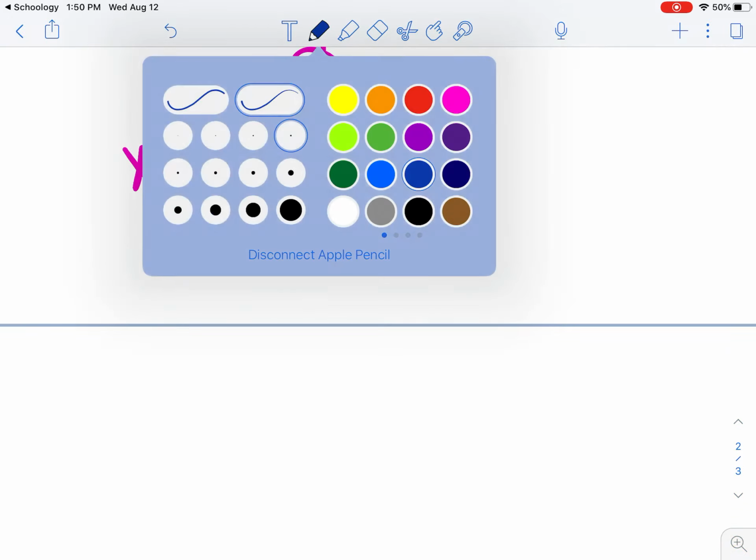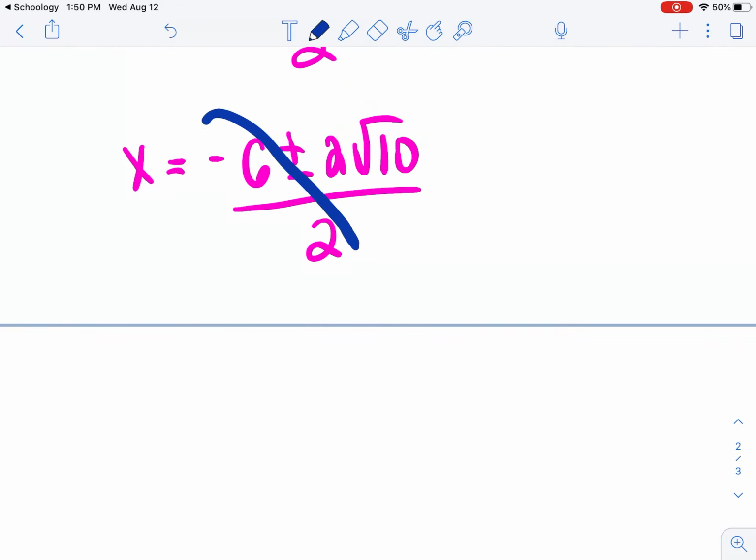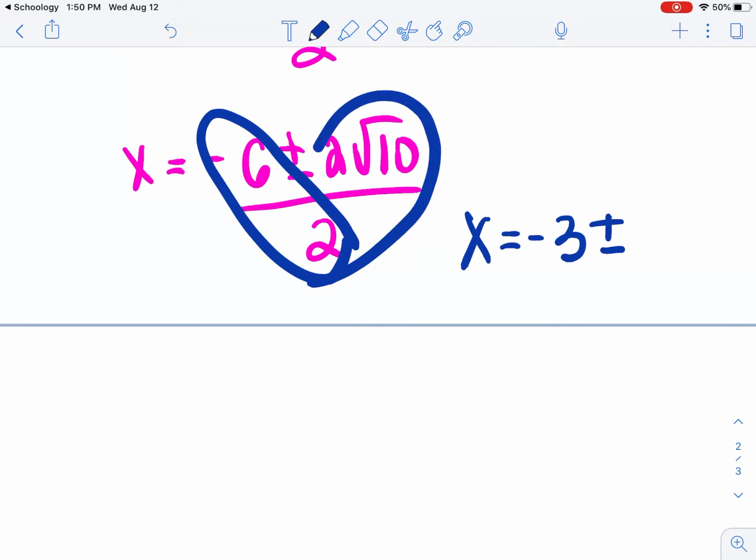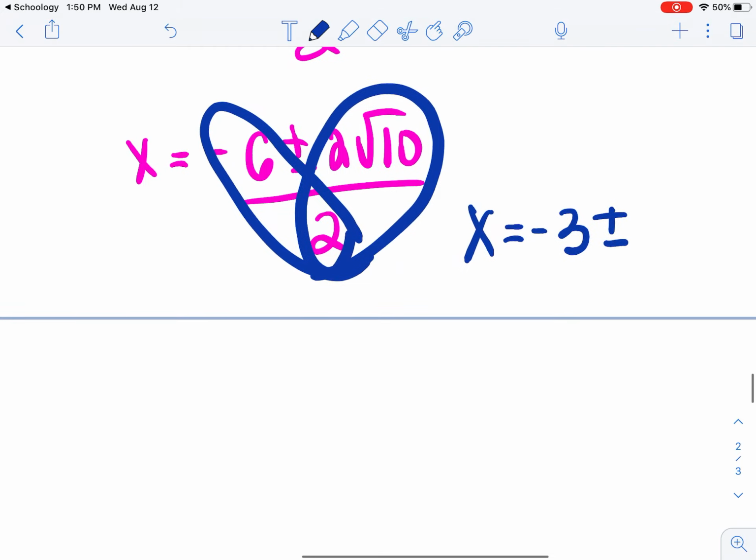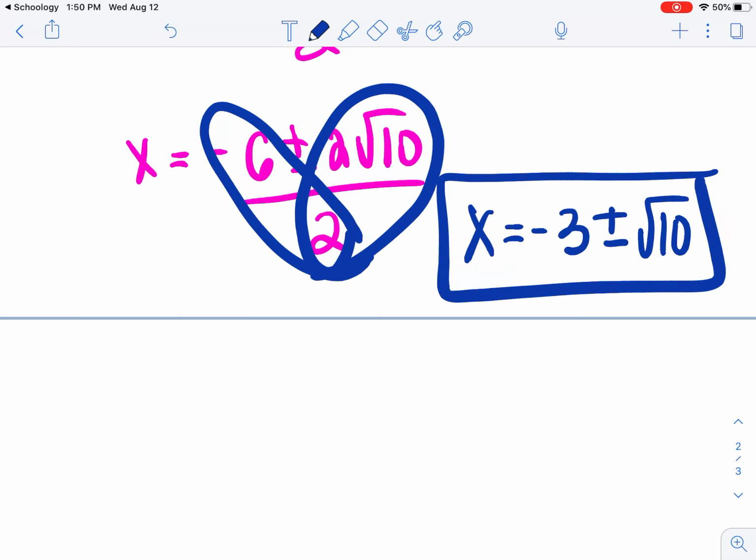And I'm on to my very last step, which is dividing. Divide -6 by 2. -6 divided by 2 is -3 plus or minus. Divide 2 root 10 by 2. 2 root 10 divided by 2, root 10. And there's my final answer.